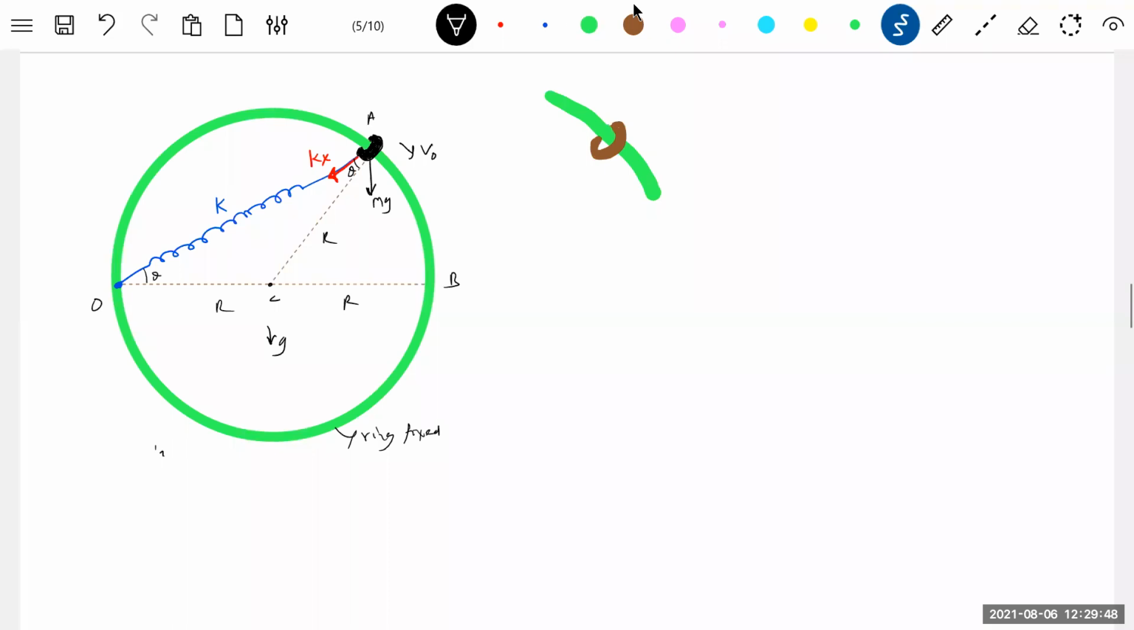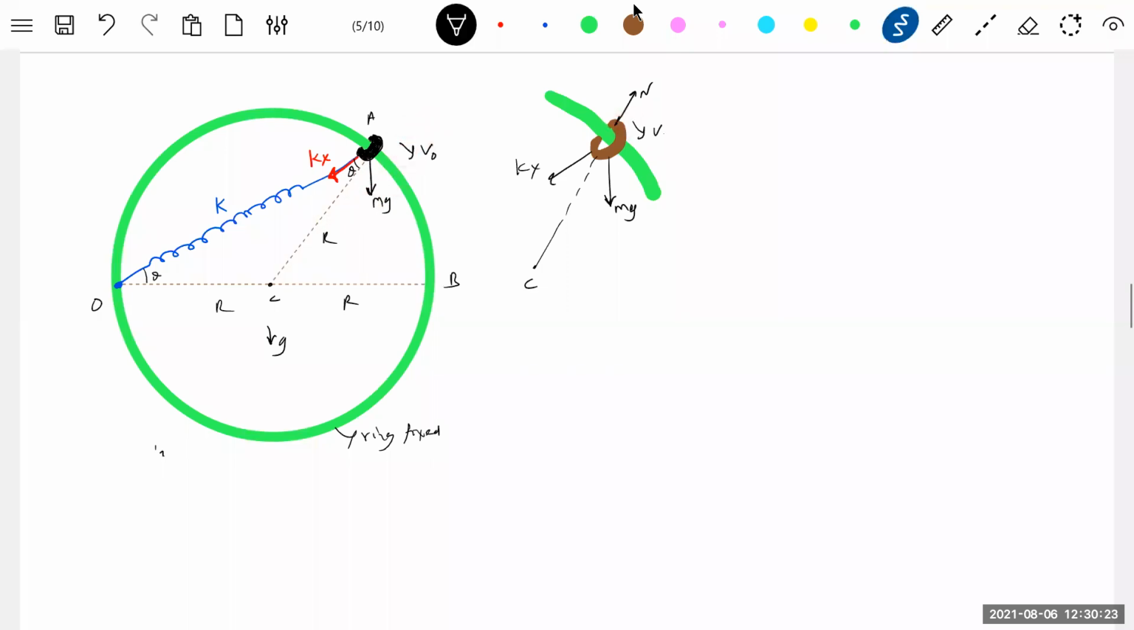So here, how the forces are acting: spring force, this is the force towards center, and the weight mg will act here. The normal contact by the ring on the bead should be radially outward. Should be radial. You should not show it against kx or mg. It should be along the normal, no? This will be the common normal. Am I right?